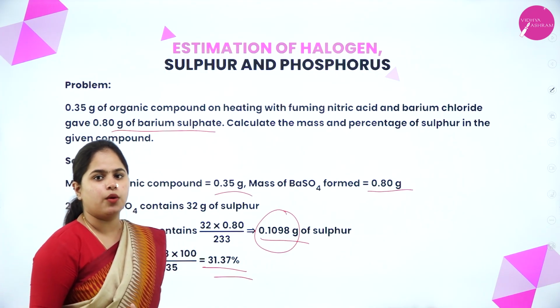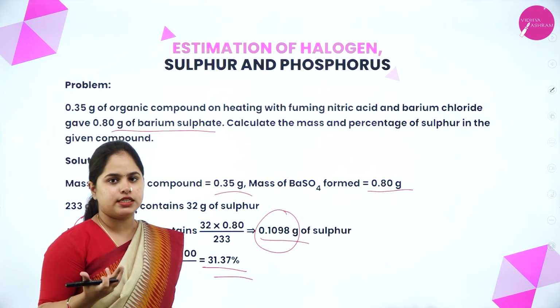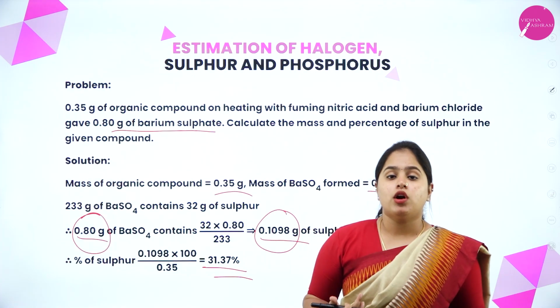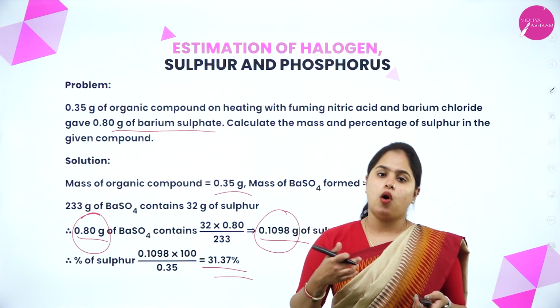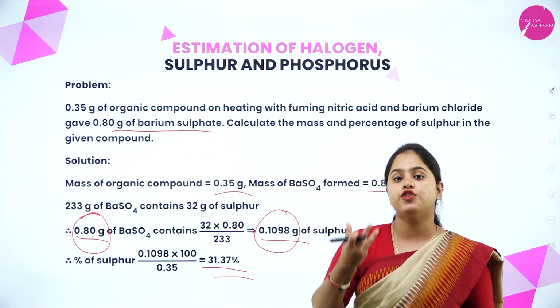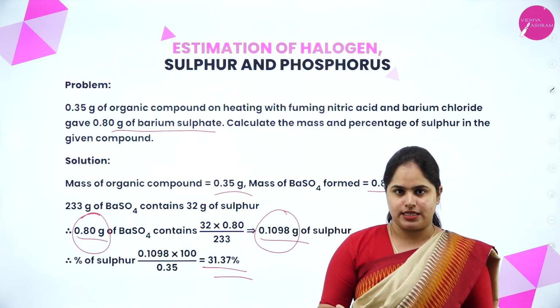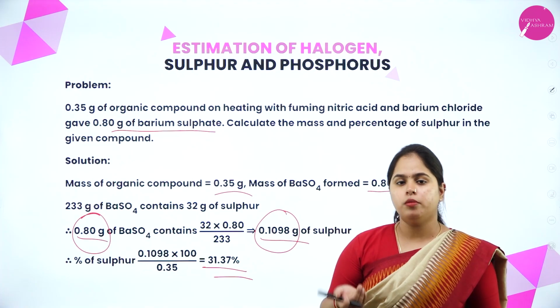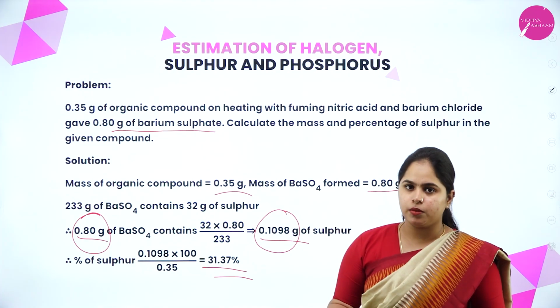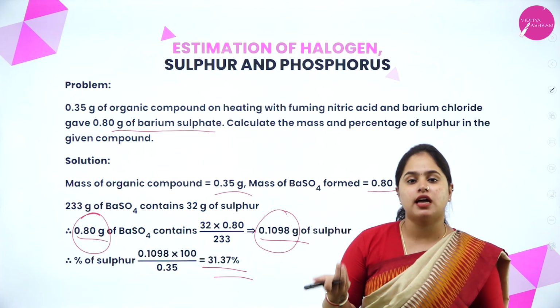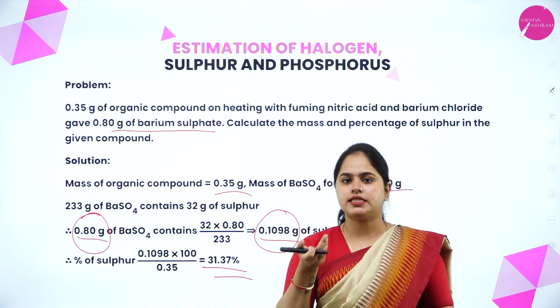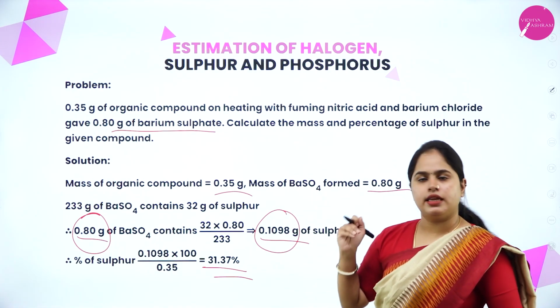Okay, so this is how you calculate the percentage of sulfur. What is the reaction that is happening here? The organic compound is treated with fuming nitric acid, and sulfuric acid is formed, which is further treated with barium chloride, and which gives barium sulfate as the precipitate, which is then weighed. So this is the calculation.